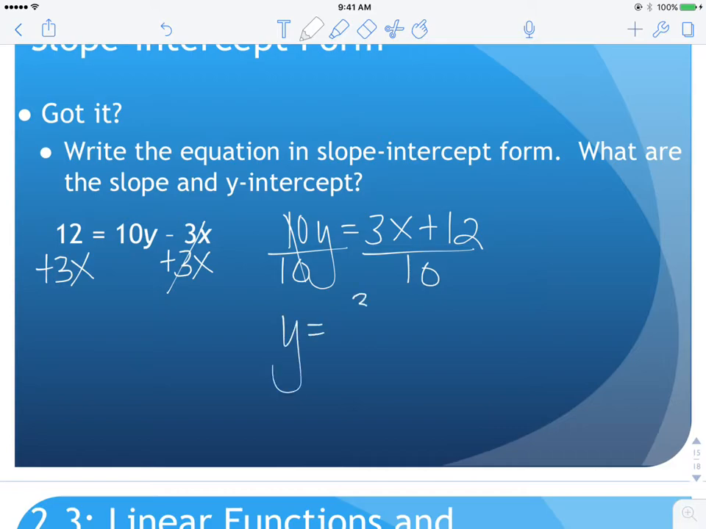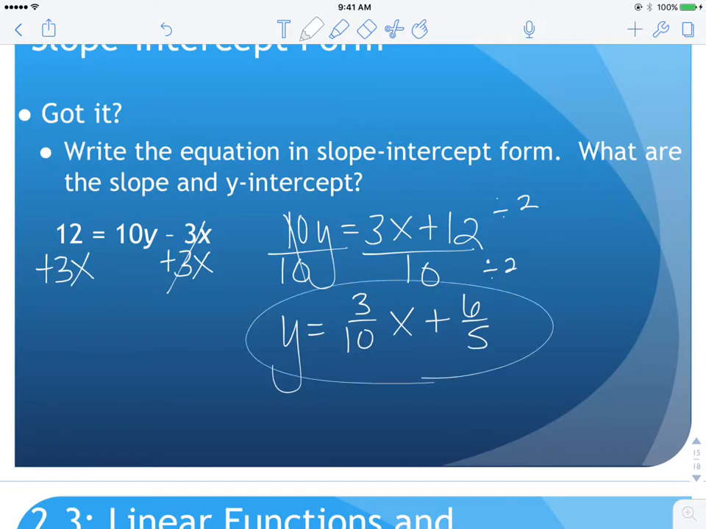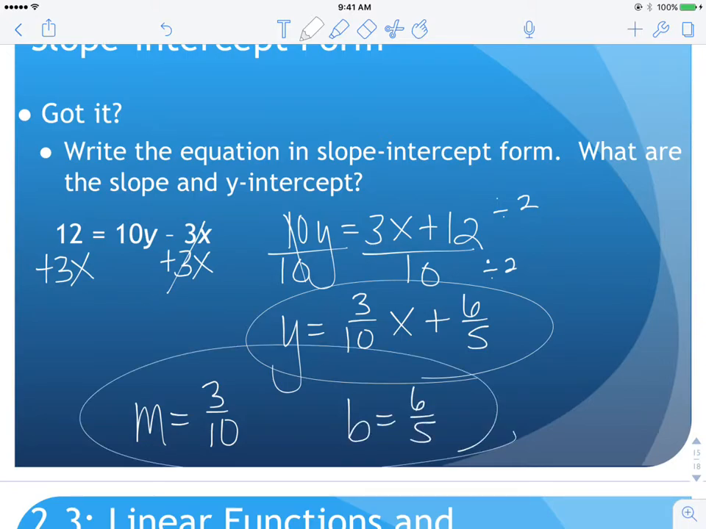3 does not divide by 10 nicely, so I leave it as 3/10. 12 does not divide by 10 nicely, however, it can be reduced. So I do need to divide by 2 on the top and the bottom to reduce my fraction to 6/5. That means our slope is 3/10 and the y-intercept is 6/5, or 1.2.